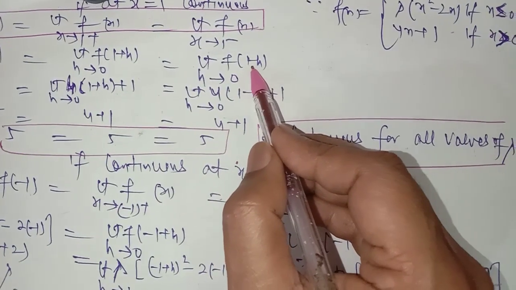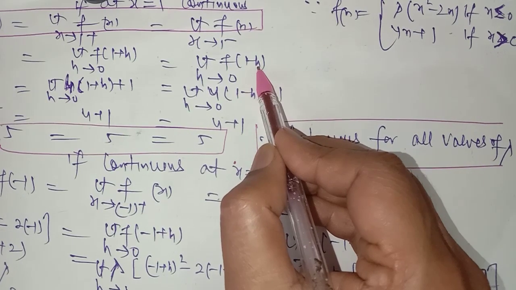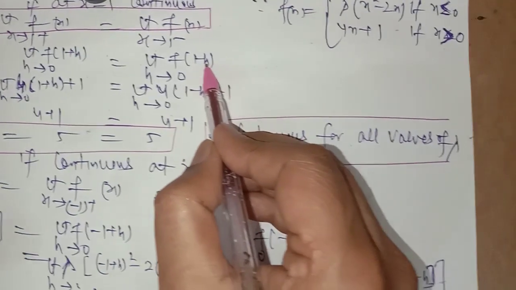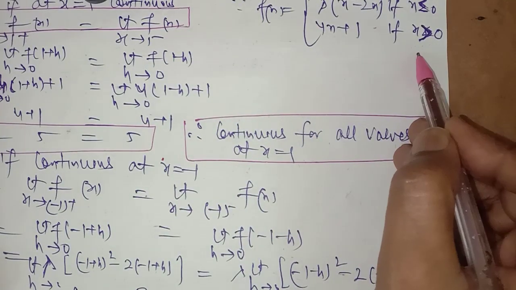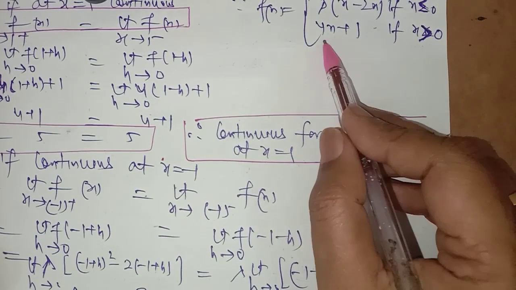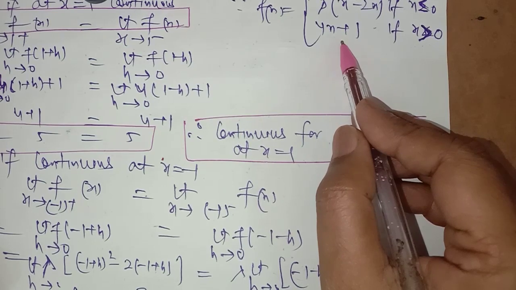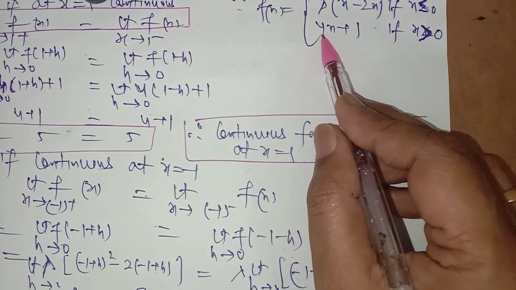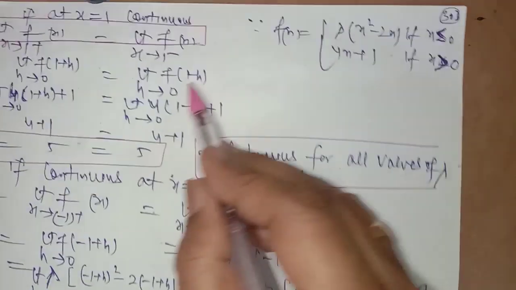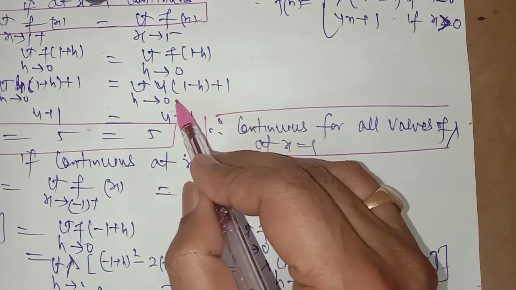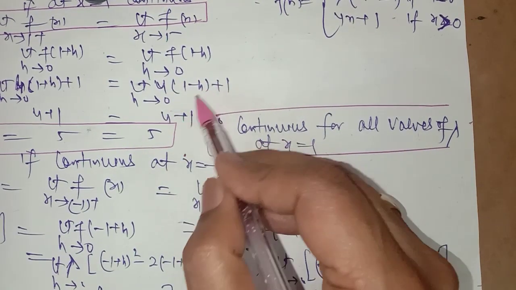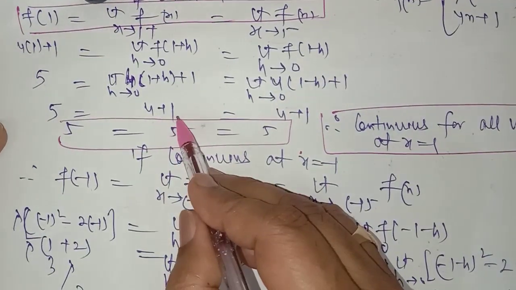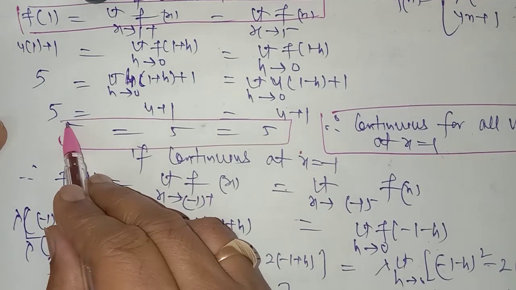Again, see it very carefully. 1 minus h is less than 1, but it will be greater than 0. So again, we'll use this function. So in all the three parts, whether it is f(1), 1 plus h or 1 minus h, these are all greater than 0. So for the right hand limit and the left hand limit also, replace x by 1 minus h here, and take h equal to 0. This comes out to be 4 plus 1, so 5. The right hand limit is also 5 and the value of the function is also 5.